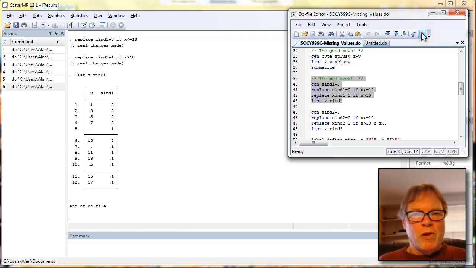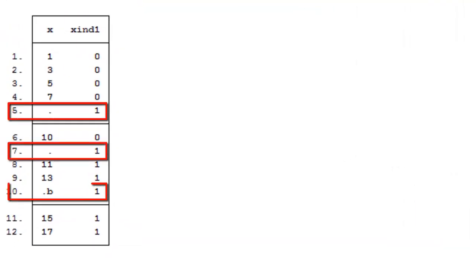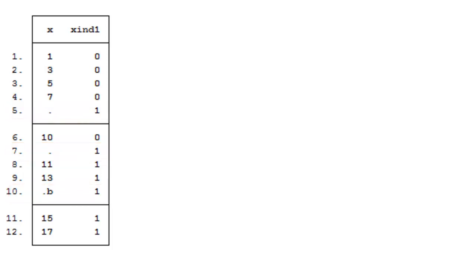So I want you to look closely at record number 5 and record number 7 and 10 and so forth. Sure enough, every value that's greater than 10 is coded as a 1. But the missing values are actually greater than 10 because remember they're large positive numbers. So I've taken data that are missing and now coded them as if they are not missing. And it's probably not the outcome I wanted.